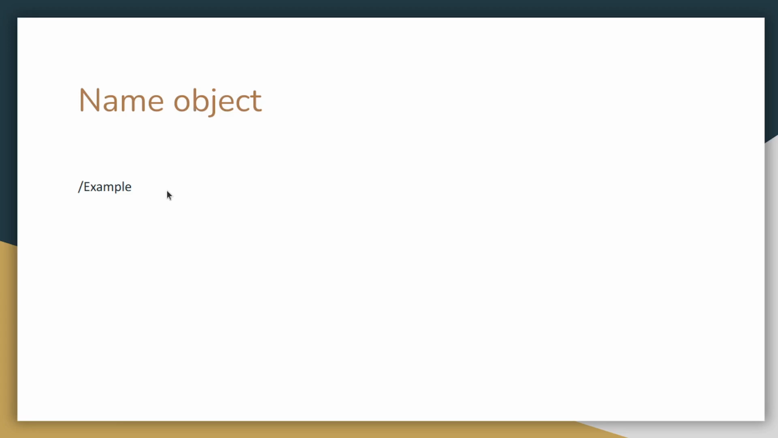And we have the name object. In the previous examples, you can see that there is a forward slash with some name. This type of thing has a special meaning to it. I'll discuss those in my next videos, but for now just understand that they have special meaning, and they start with the forward slash. That's all. They are called name objects.